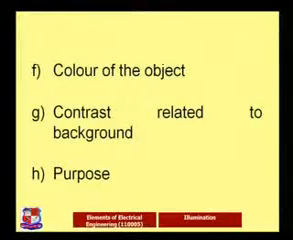Then the contrast related to the background. Now, the object is lying on which particular plane, meaning what is the background of that object. If the object is put at a place and the background is white, it is easy to detect it. In that case, less illumination is required. But if the background is of another color, suitable illumination is required to look at that particular object properly.